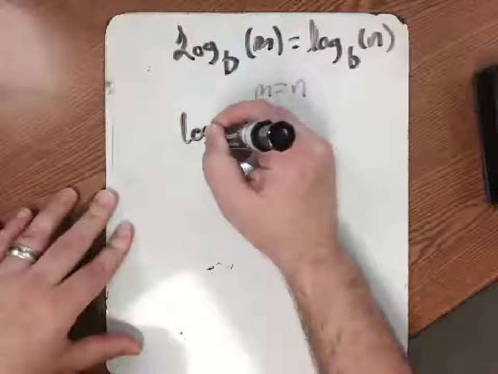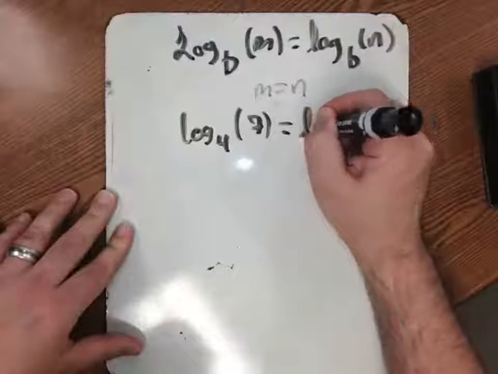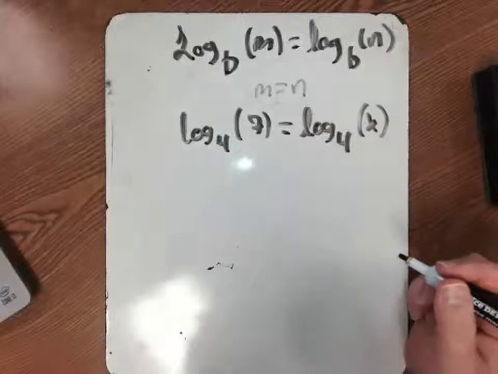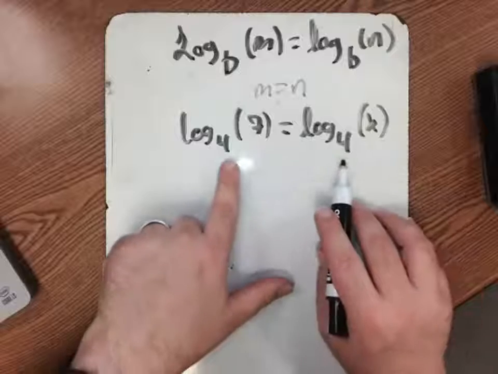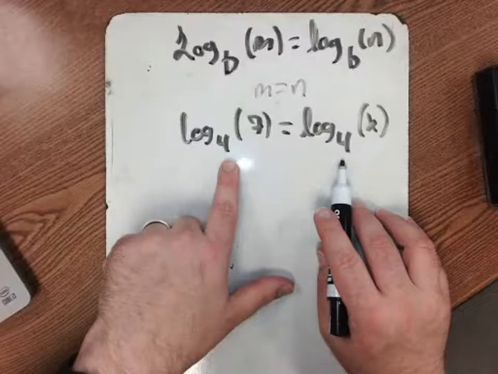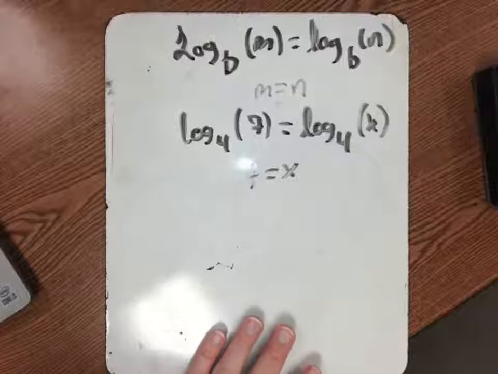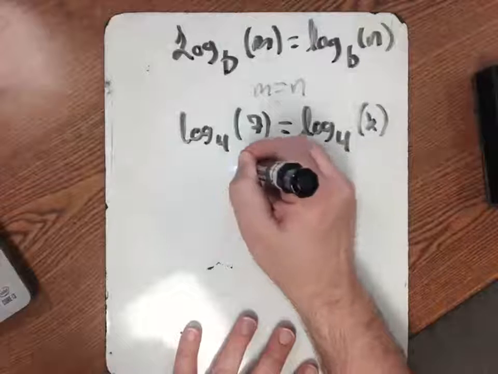If we have, let's say, the log base 4 of 7, and I tell you that equals the log base 4 of x, and I want you to tell me what does x equal. Well, if you'll note, the logs are equal to each other. They both have a base of 4. That means 7 equals x. So in this case, I didn't even have to do that much to actually solve my problem.